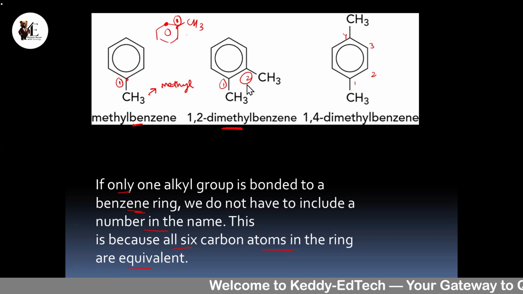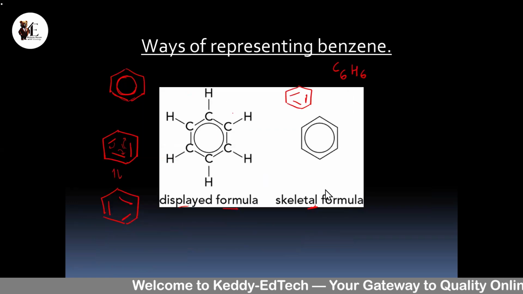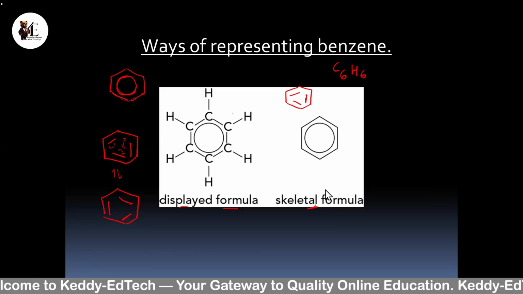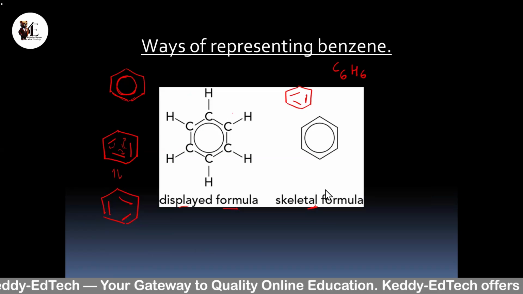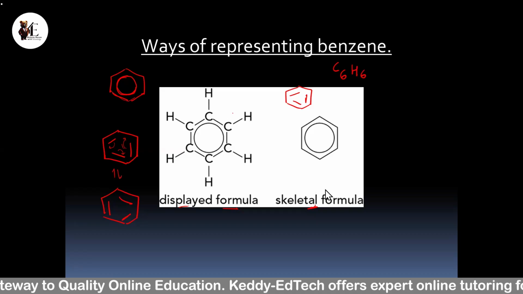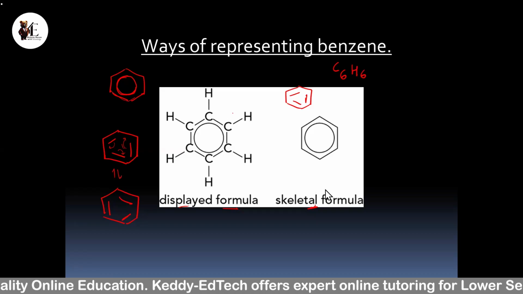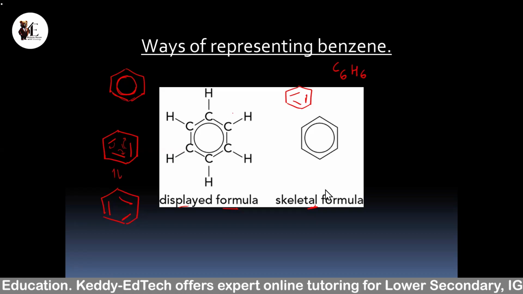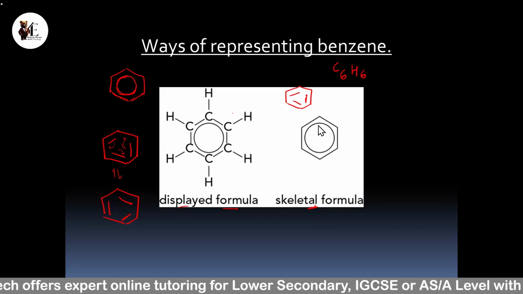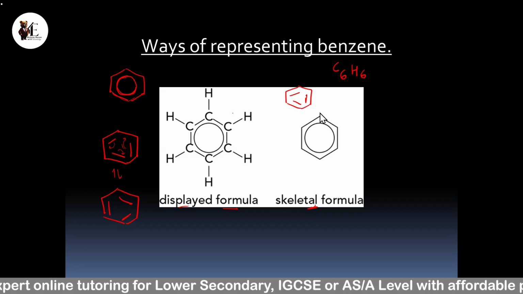Okay, no problem. Let me tell you what we are discussing: the ways of representing benzene. There are two methods. One is the displayed formula, in which we are displaying all the bonds, carbon-carbon and carbon-hydrogen. We discussed the displayed formula in the last classes. And the skeletal formula, in which we are not displaying the carbon-hydrogen bonds.